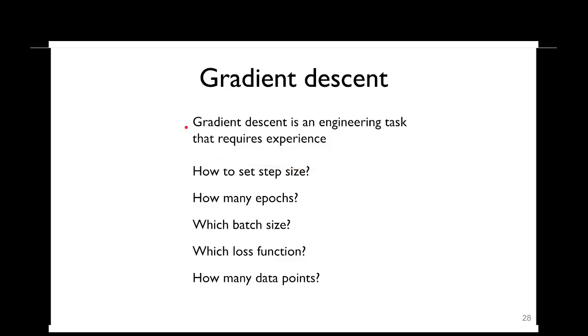So that brings me to the conclusion. Gradient descent is an engineering task, and that requires experience. What makes it difficult is that you have to set the step size, determine how many epochs you want to run, set the batch size, choose a loss function that is appropriate, and decide how many data points you want to process. All of these are variables that influence the predictor that you're generating and how good that predictor will be. Getting the right balance between all of these different aspects is an engineering task.